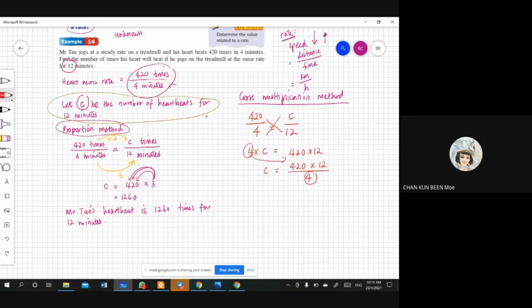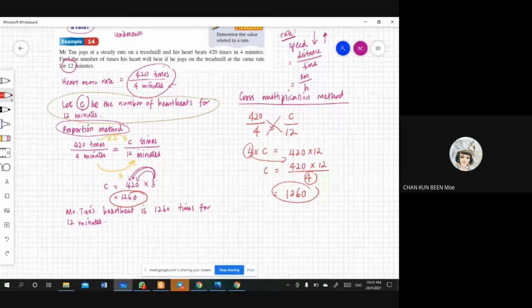Okay, so when we calculate it, you can get the answer, which is the same as the 1260 that you found out earlier. You can use your calculator and you are going to get the same answer. So that is all for the ratios, rates, and proportion that we learned today. Do you have any questions? No.